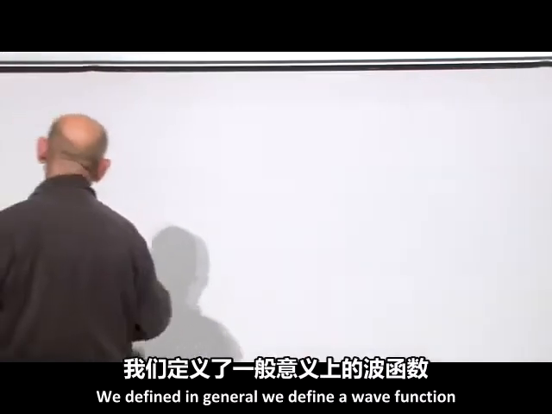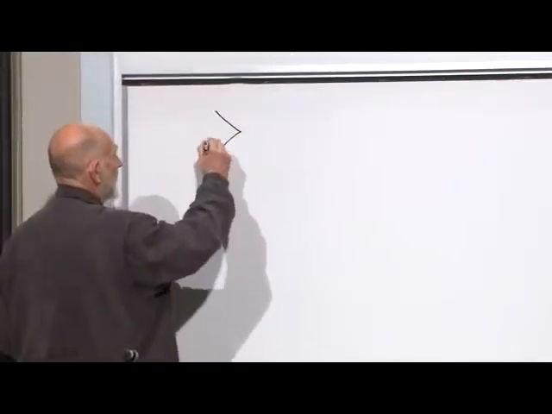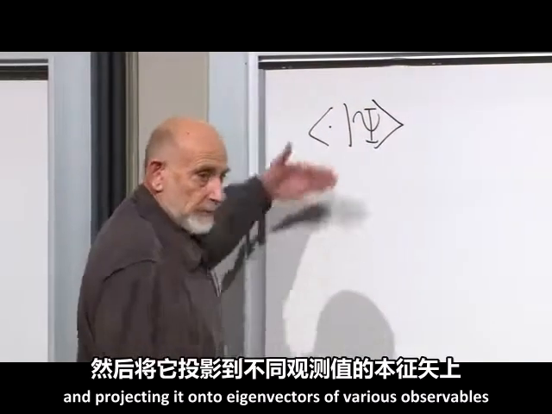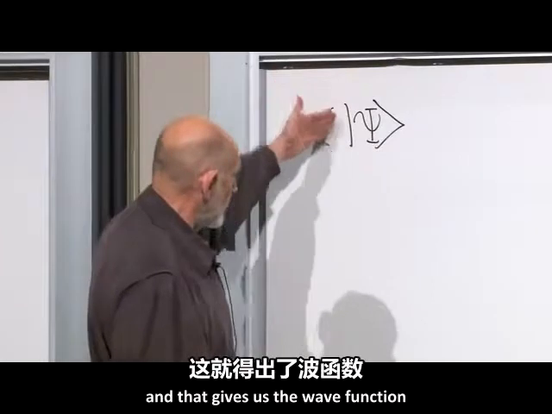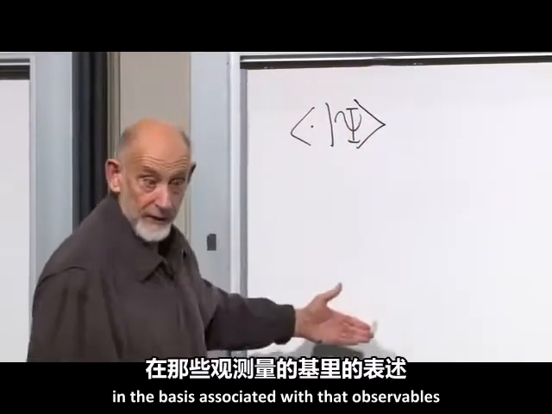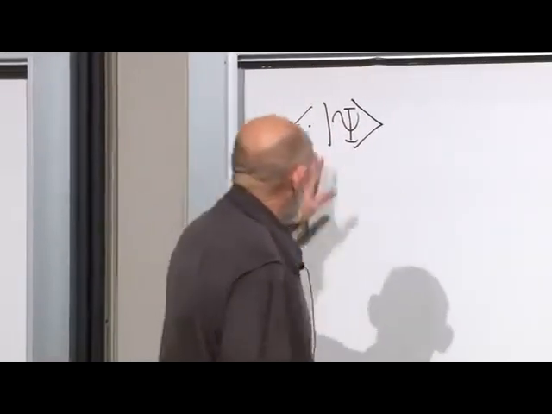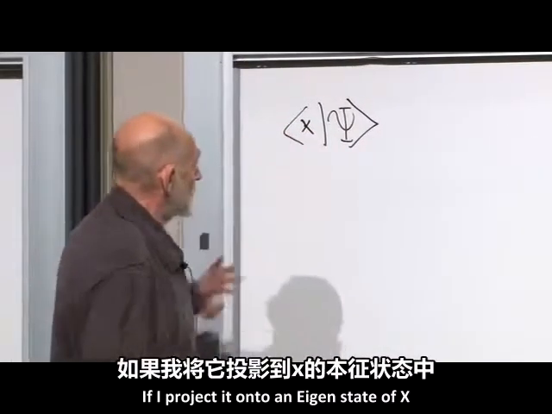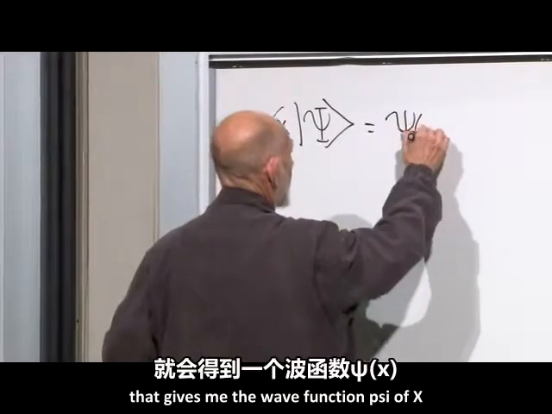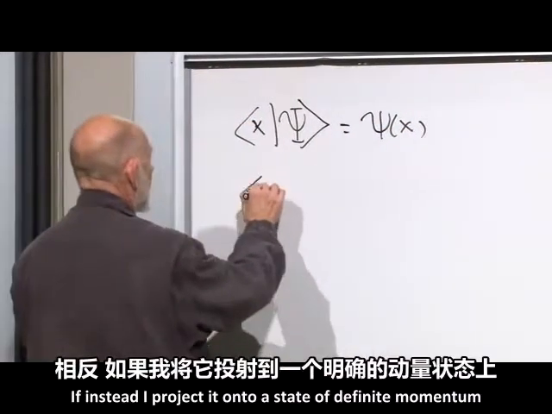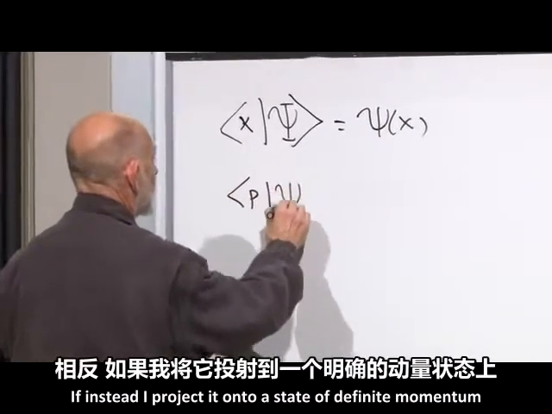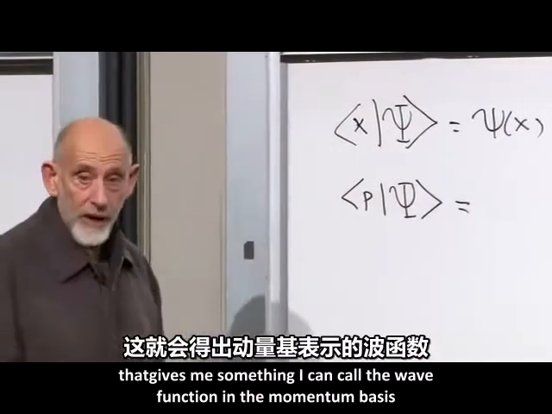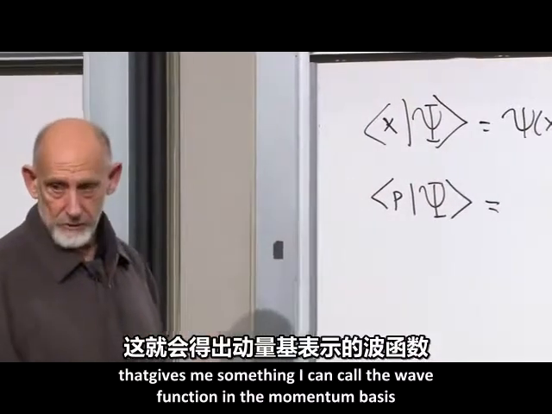In general, we define a wave function by taking the state vector and projecting it onto eigenvectors of various observables, and that gives us the wave function in the basis associated with that observable. If I project it onto an eigenstate of x, that gives me the wave function psi of x. If instead I project it onto a state of definite momentum, that gives me something that I can call the wave function in the momentum basis.